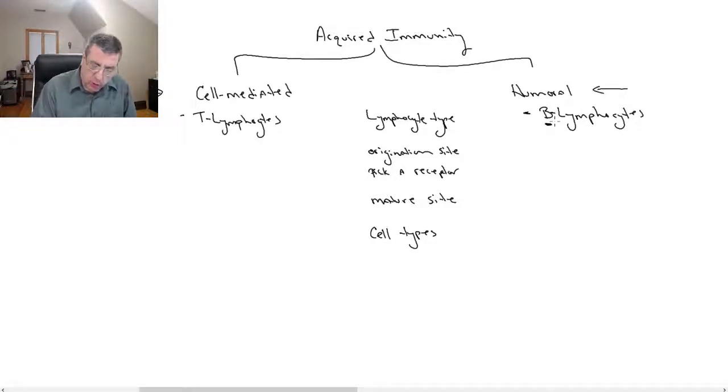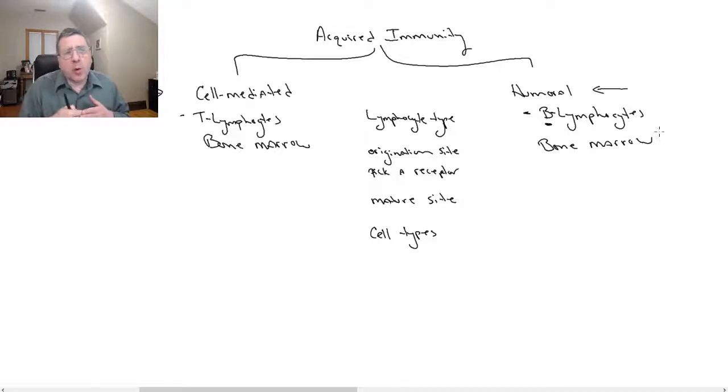Now, where does each one of these originate from, or where are they born? They're coming from the bone marrow, and that's on both. At this point, they're not ready to do anything. They can't fight off anything. So once they're born, they pick a receptor, something that goes on the plasma membrane that helps them identify a specific antigen.